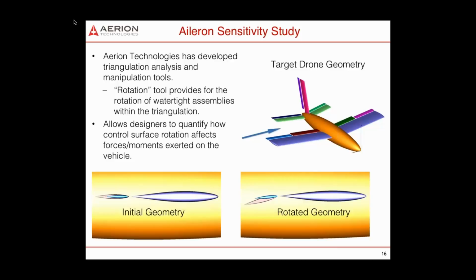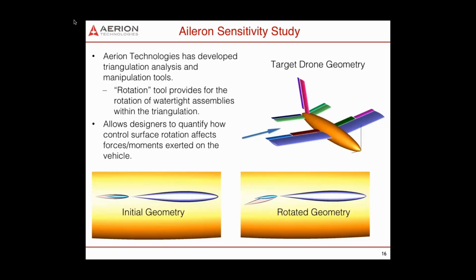One of them is called a rotation tool, and it allows designers or analysis people to rotate subassemblies, watertight subassemblies within a geometry, quite oftentimes for the purposes of doing control surface sensitivity studies. So this is kind of the final example that I'm going to show today. It's the target drone geometry, and I want to basically look at how forces and moments in the vehicle change as the aileron ultimately is rotated.